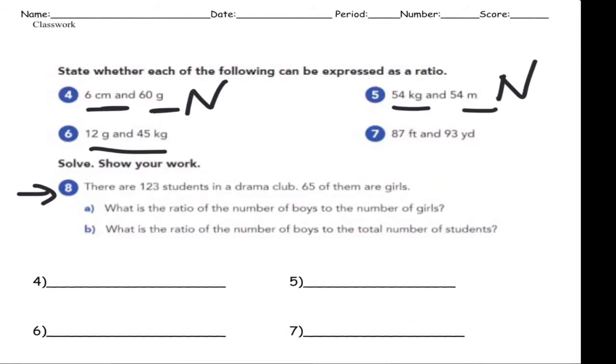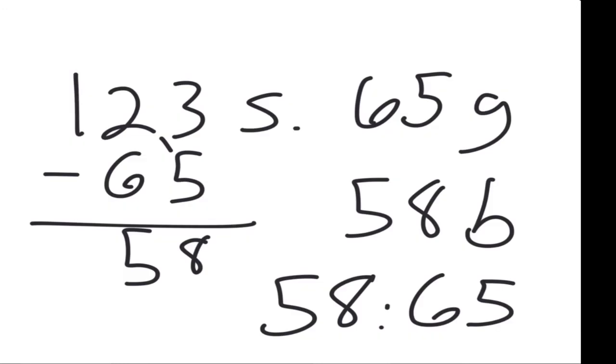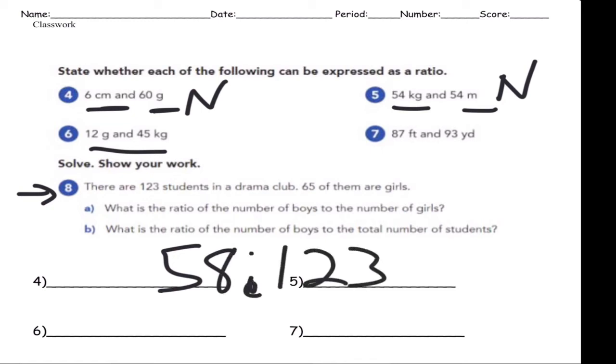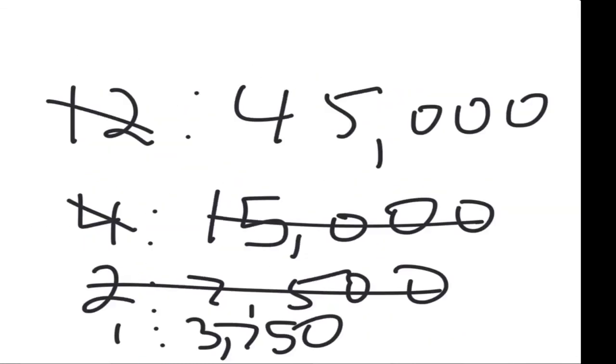Then it says, what is the ratio number of boys to the total number of students? So boys, again, are 58, so it'd be 58 to 123. Remember the 2 dots you need, which looks like a colon. Okay, so let's move on to the next part.